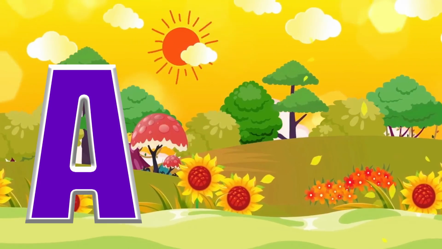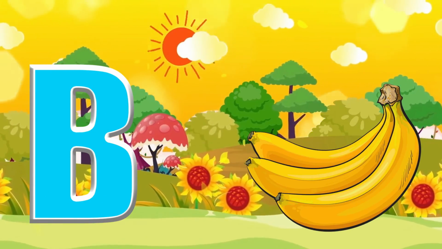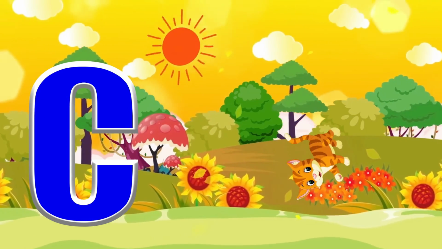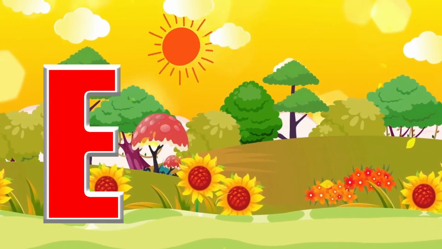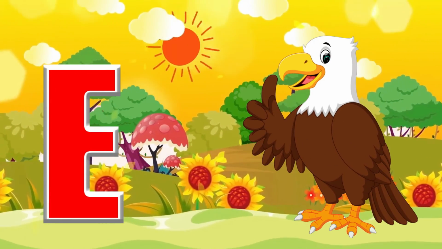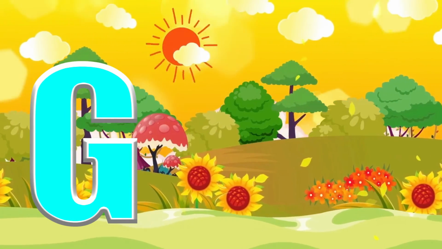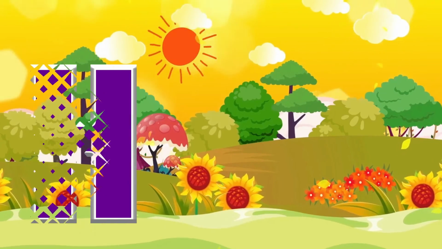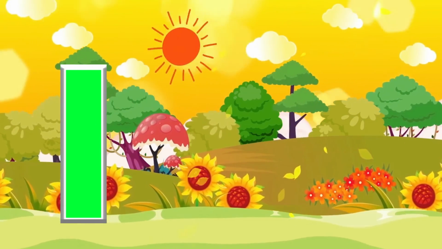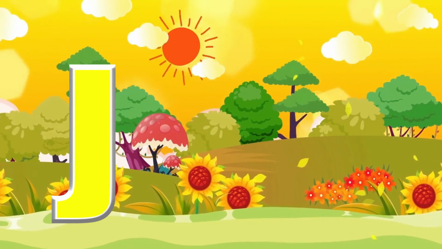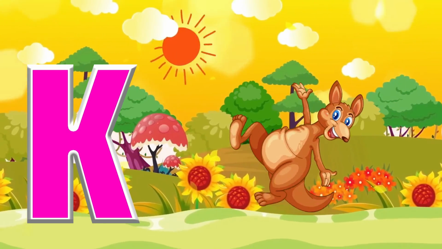A, apple. B, banana. C, cat. D, dog. E, eagle. F, fish. G, gorilla. H, honeybee. I, ice cream. J, jeep. K, kangaroo.